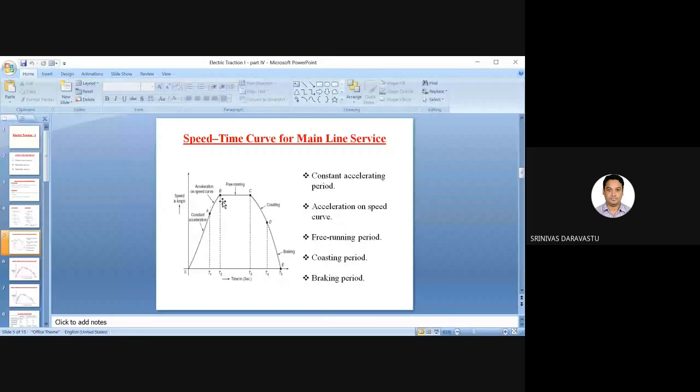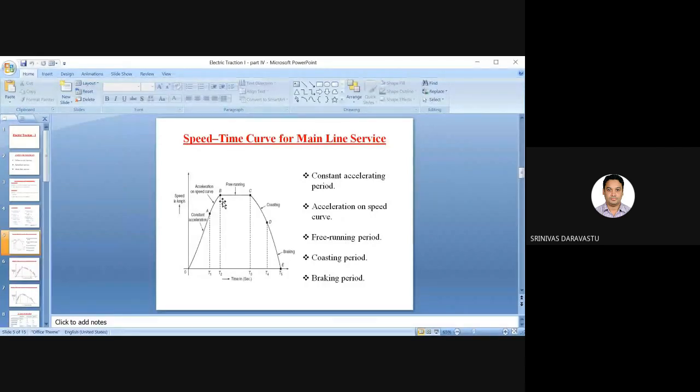That is the second period, acceleration on speed curve, A to B or T1 to T2. After the starting operation of the motors is over, the train still continues to accelerate along the curve from A to B. During this period, the motor current and the torque decrease as the train speed increases. Hence, the acceleration gradually decreases till the torque developed by the motor exactly balances that due to the resistance of the train. The shape of A to B of the speed time curve depends primarily on the torque speed characteristics of the traction motors.